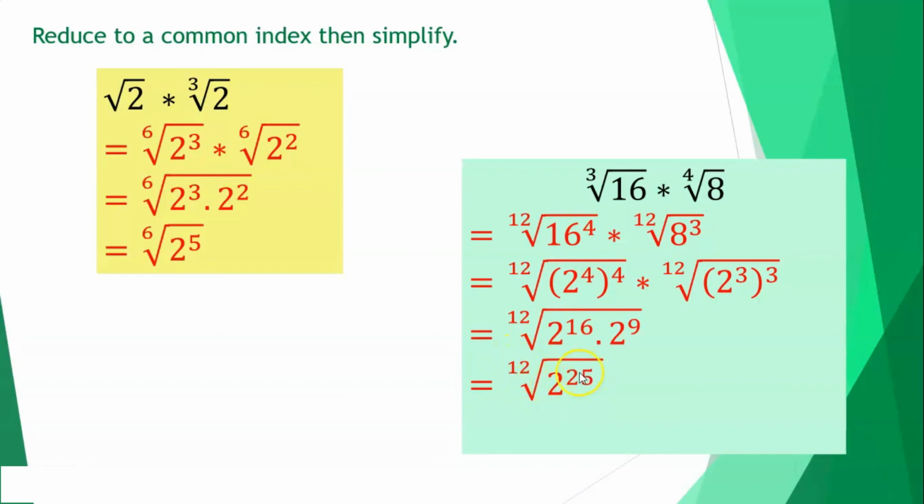So take note, 25 here is still bigger than 12. So 25 divided by 12 would become 2 remainder 1. So the simplified form of this would be 2 to the power of 2, or that would simply be 4, 12th root of 2. So take note how it's done. Okay, next.